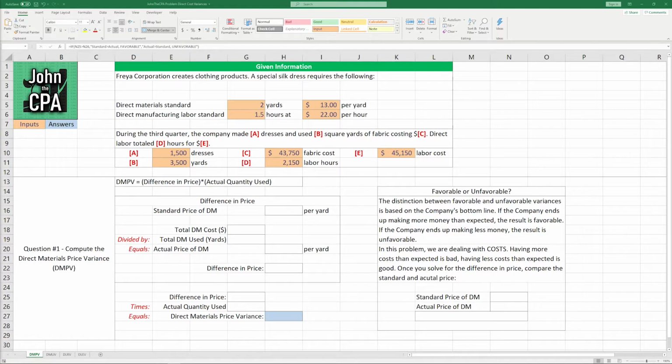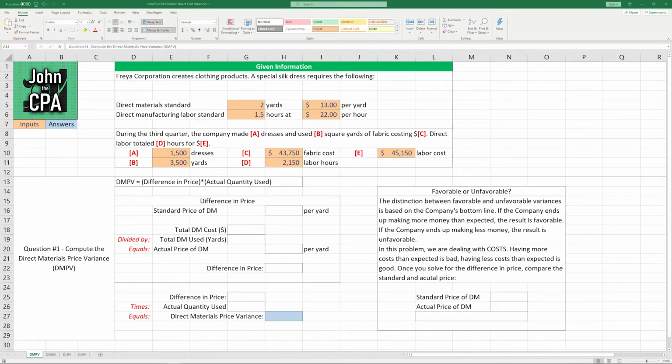Please take note, as always, that the orange cells in these problems are going to be the key inputs given to you in the question, and the blue cells are going to represent the answers to the questions being asked. It's always important to label that information appropriately so you can follow along with the problem as you're doing it.